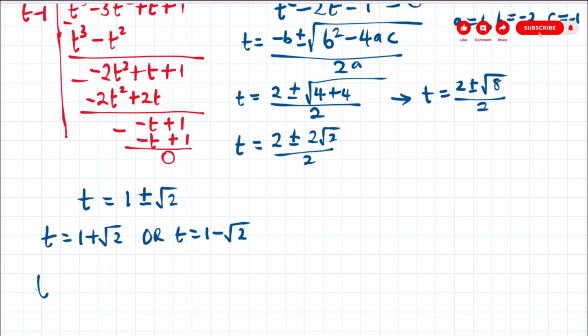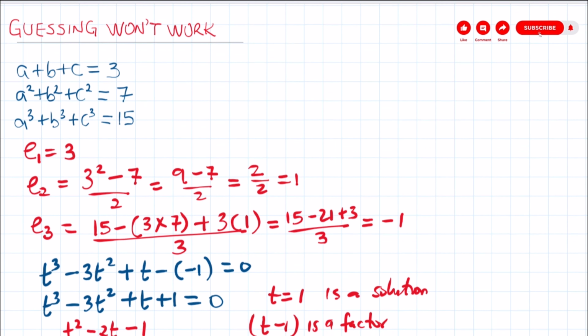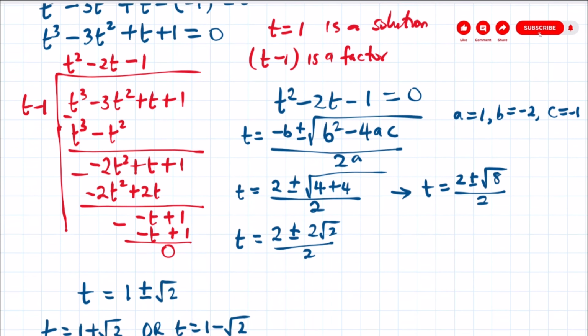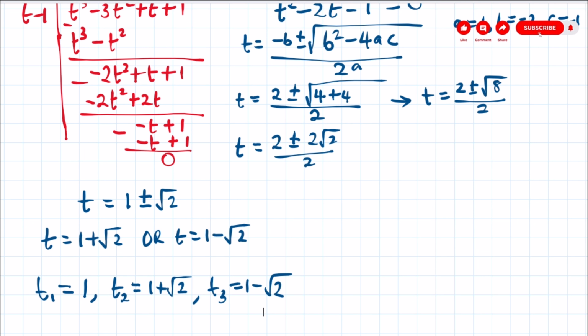So the first solution is t1 is equal to 1. Then we have that t2 is equal to 1 plus square root 2. And the third solution is t3 is equal to 1 minus square root 2. Now, because the original question is symmetric, it doesn't matter which one goes to a, b, or c. If you substitute 1, 1 plus square root 2, and 1 minus square root 2, you're going to get the correct answers.